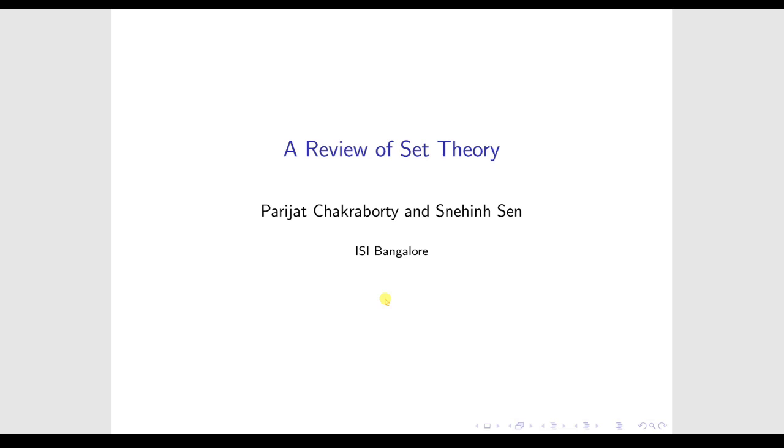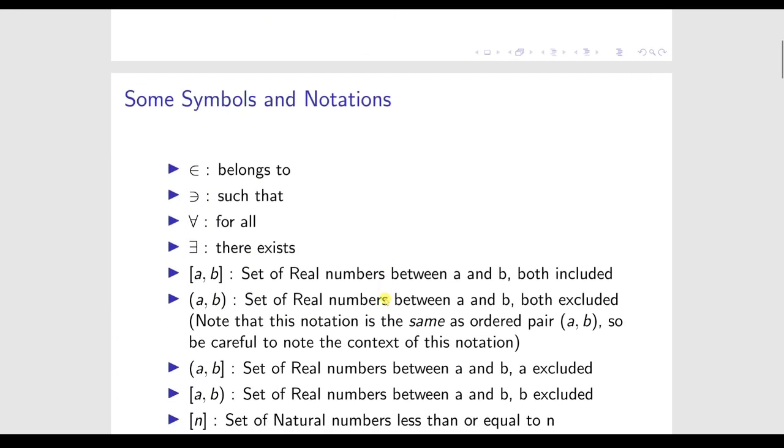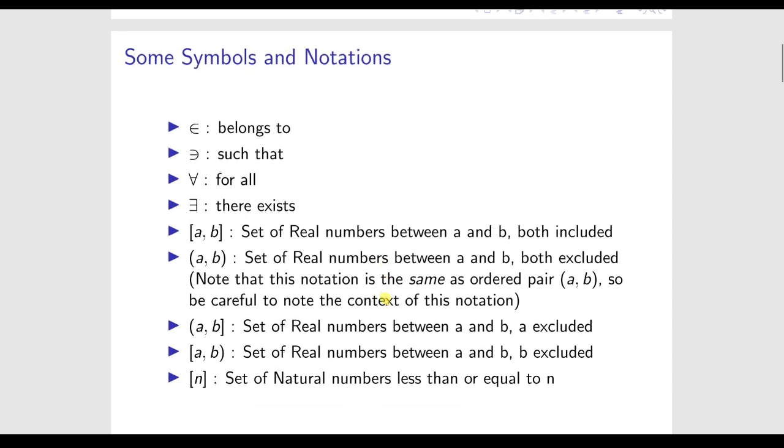Set theory is among the most fundamental topics in maths. Its results shall be used throughout our camp. So let's begin. To start with, these are some notations that we shall be using.